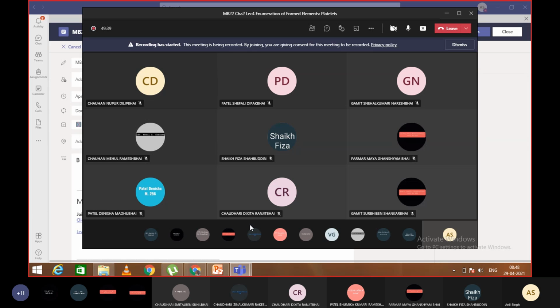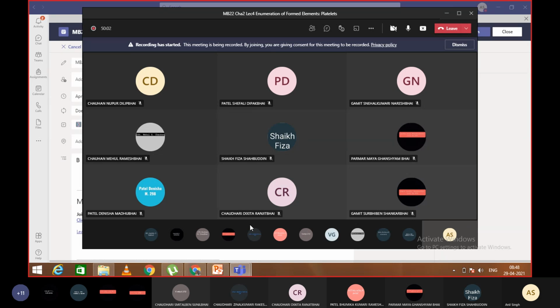Then one more disease is there, Gaucher's disease, which is a type of splenomegaly. In that also, the platelet count decreases. Such a condition in which platelet count decreases is known as thrombocytopenia.